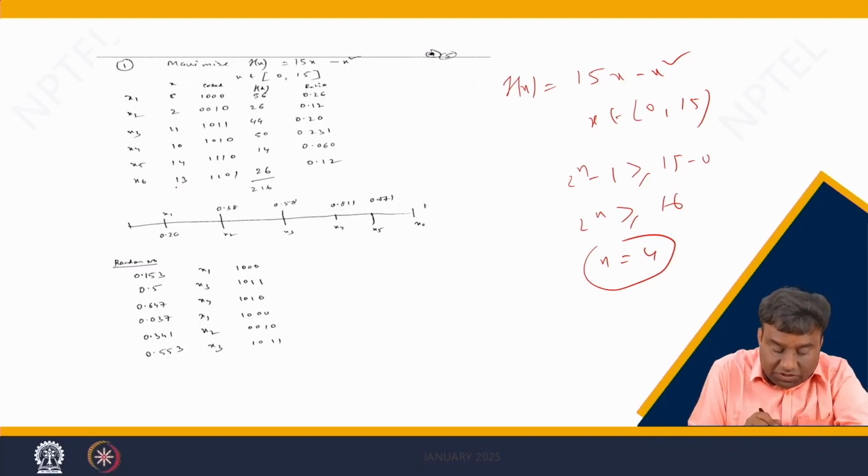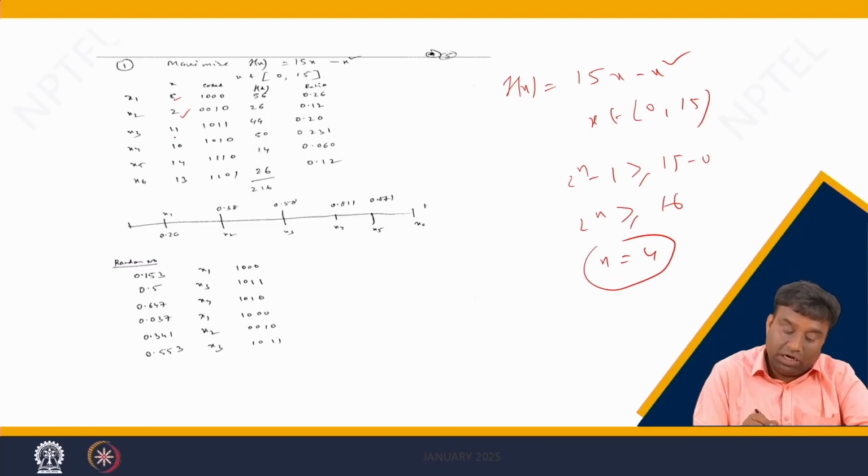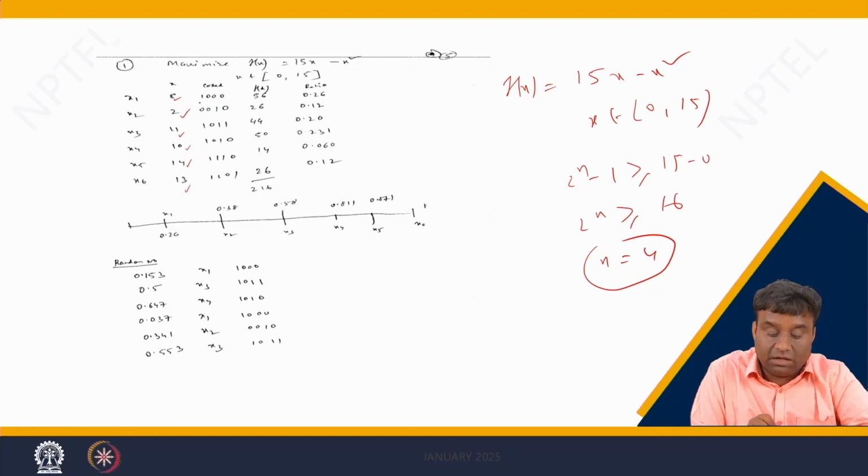Here we assume 6 solutions. These are 8, 2, 11, 10, 14 and 13. The corresponding code in the genotype is 1000 for 8, and for 2 it is 0010.